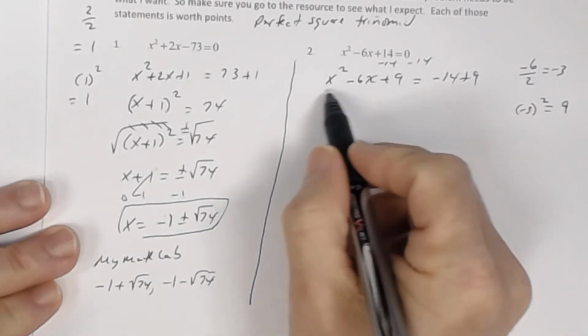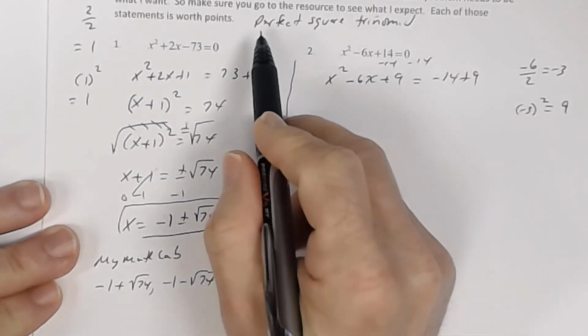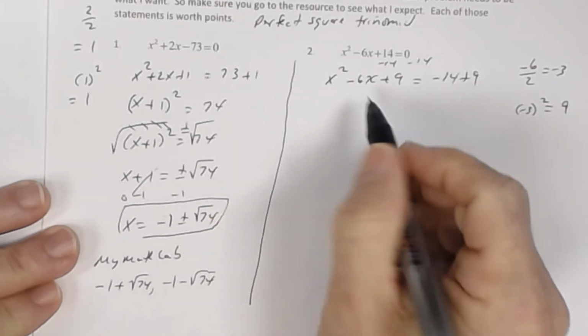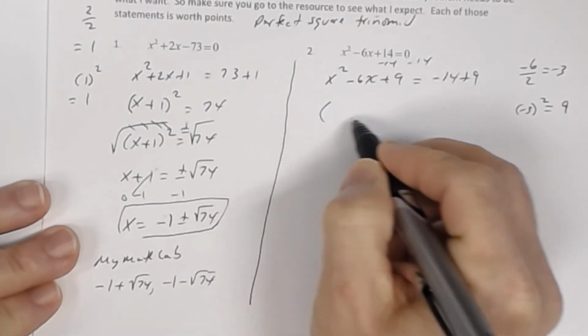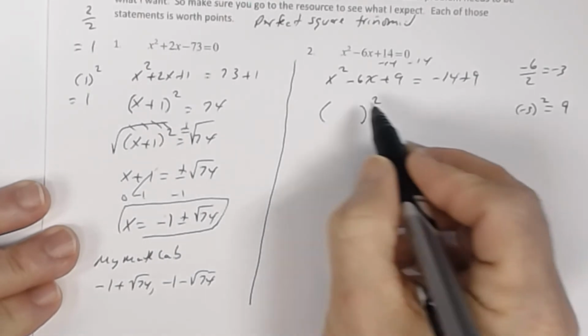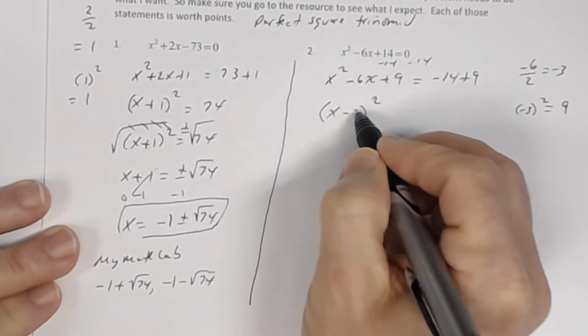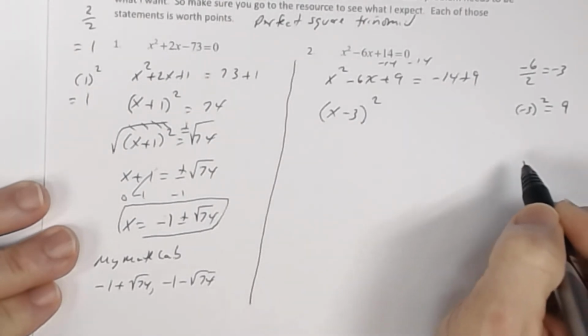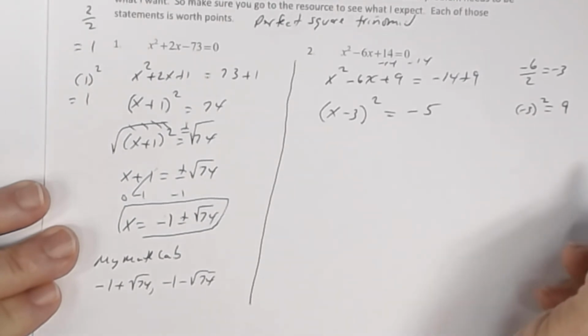And now remember, the next part is to factor the left-hand side, to factor this trinomial. So this is now a perfect square trinomial. Last semester you learned that a perfect square trinomial is a trinomial that when you factor it, it's a binomial times itself. So when I factor x² − 6x + 9, I get (x − 3)(x − 3). And then that's going to equal −14 + 9, which is −5.